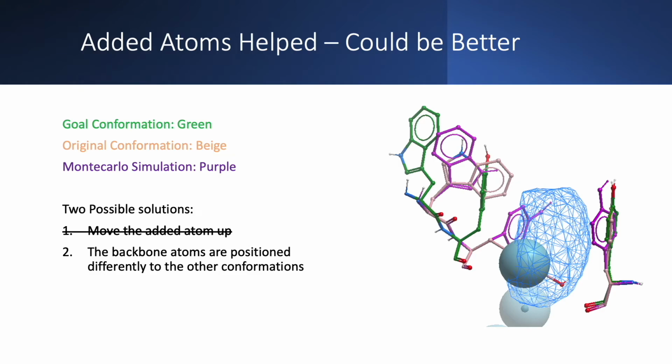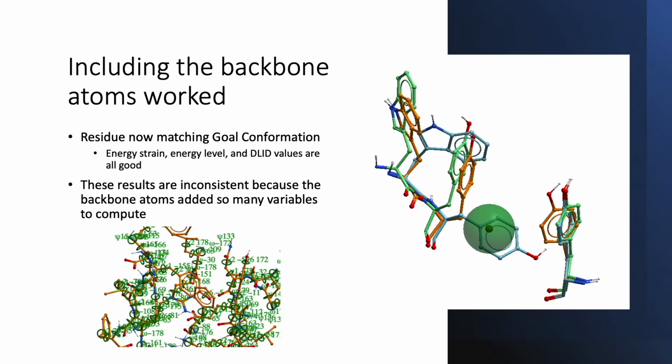The other solution was to allow the Monte Carlo simulation some control over moving the backbone atoms. The reasoning for this is that the backbone atoms in the goal conformation moved slightly too, as shown in the red circle. Finally, this solution returned a very similar conformation to the goal protein structure. In the right graphic, the green residues are from the goal structure I'm trying to replicate, and the orange residues are from the new Monte Carlo simulation.